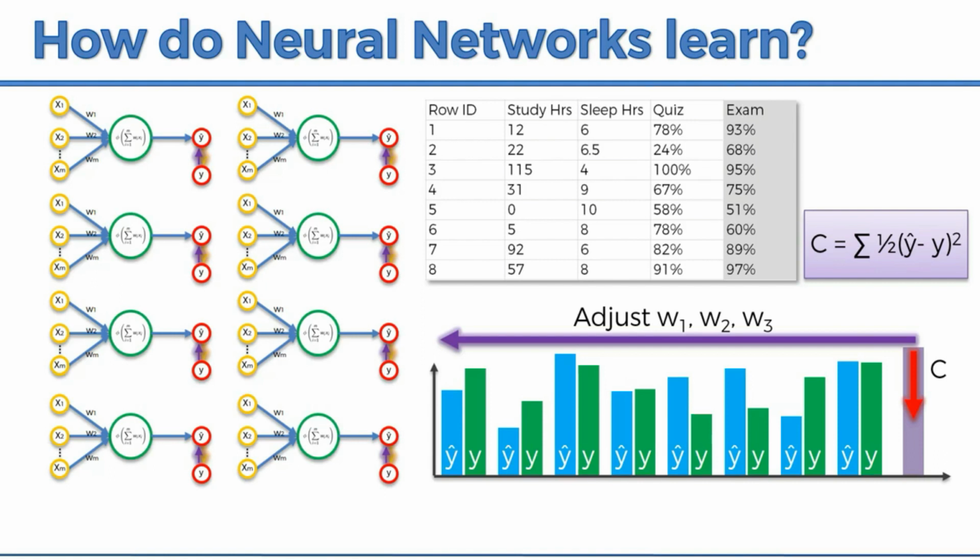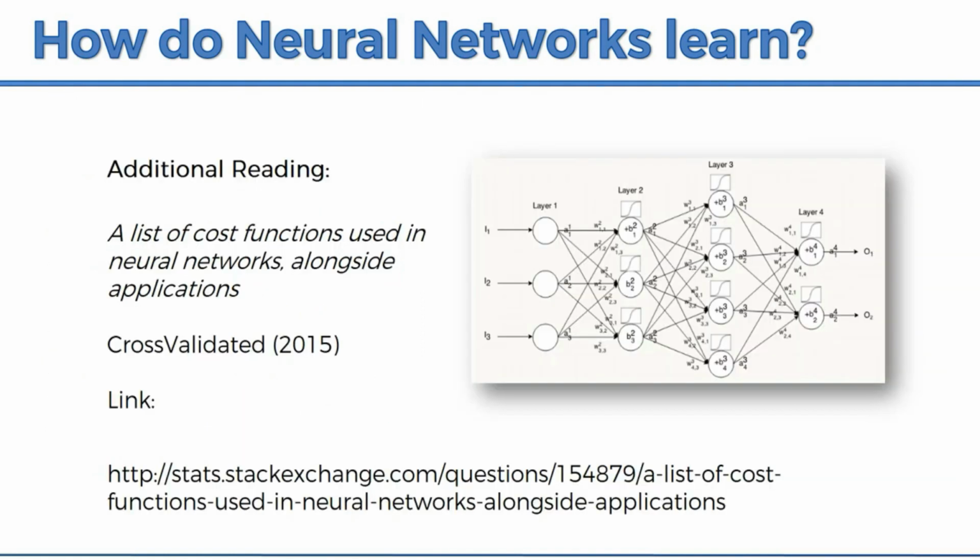So some additional reading that you might want to do for the cost function, and I know we just talked about one, and there are many different ones. A good article is located on Cross-Validated. It's called A List of Cost Functions Used in Neural Networks Alongside Applications. So the URL is there, but you can just Google for that exact search phrase, and this one will be the first one that pops up. It's actually got some good examples and use cases for different cost functions. So if you're interested to learn more about cost functions, check out this article.